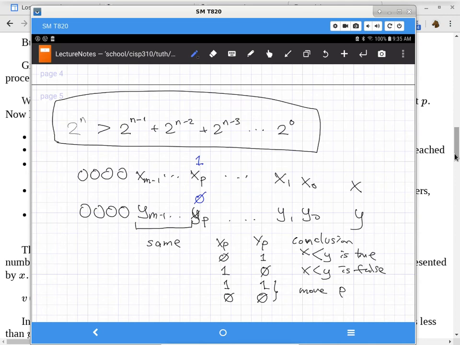I look at xp and yp and say, okay, are they different? If they are different, I will come to one of these two conclusions. If they are the same, then I have to move it again to the right-hand side. Is that making any sense? Until we get to the last digit. If these two are the same, then we have to say, whoops, sorry, x is less than y is false, because those two numbers are the same. Is that okay? All right.